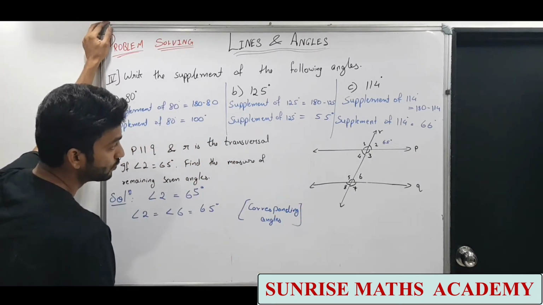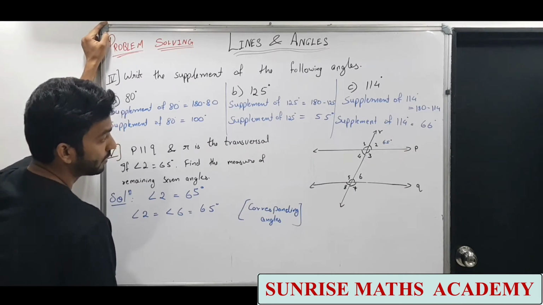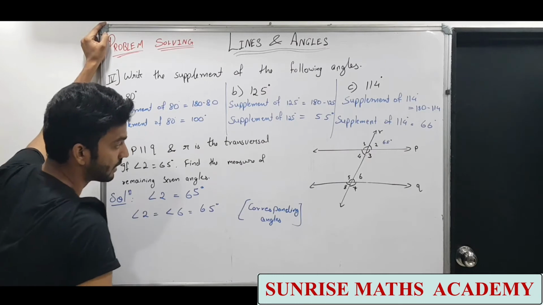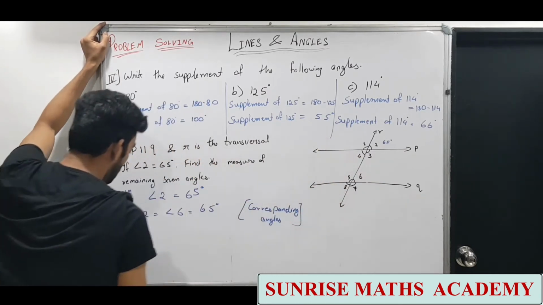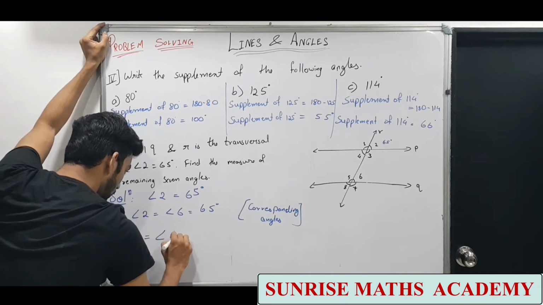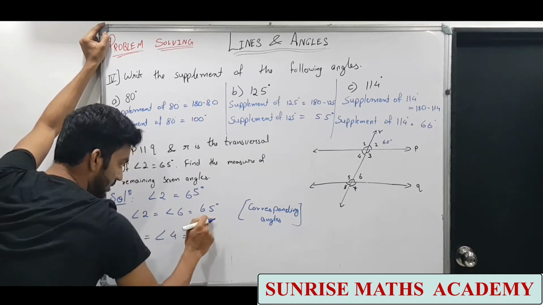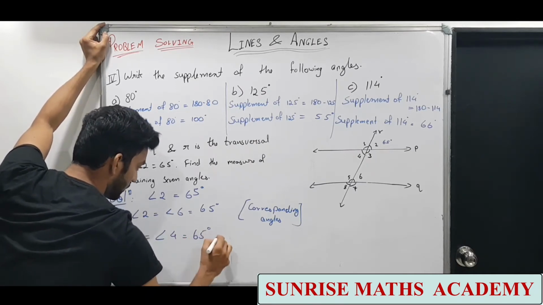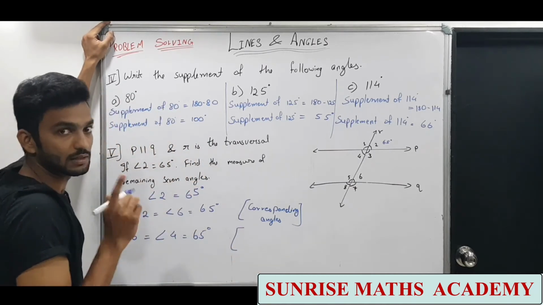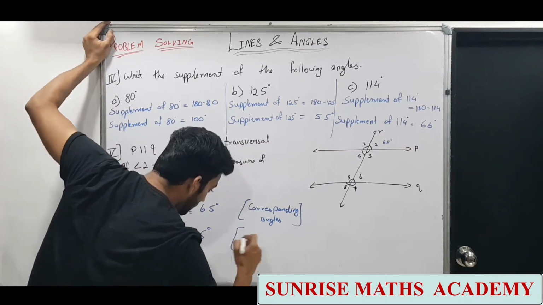Then with 2, now we can take 6. Angle 6 is equal to angle 4. Angle 6 is 65, so angle 4 is also 65 because they are alternate angles. Interior angles में, interior में alternate है.